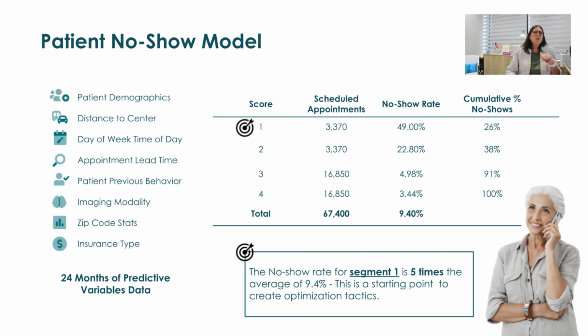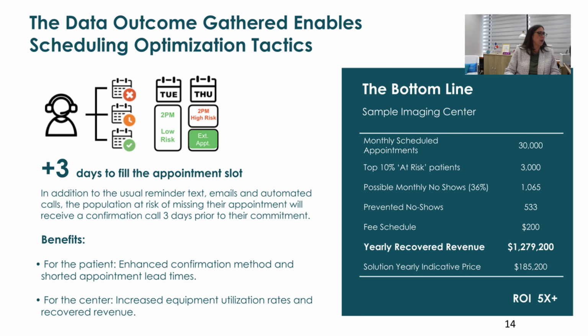The no-show rate for the highest risk segment, basically a score of 4, is over 4 times the market average of not showing. So, implementing the no-show predictive model yields substantial gains in revenue, access, and efficiency. Let's look at a scenario from a sample imaging center that schedules anywhere around 30,000 appointments per month. When we look at this, there's a possible risk of about the top 10%, which is about 3,000 appointments that are most likely to not show.